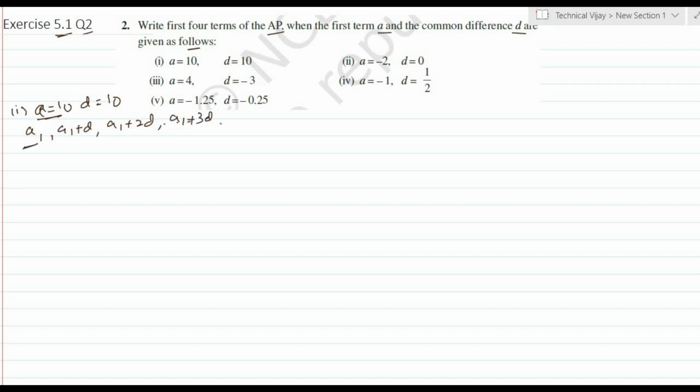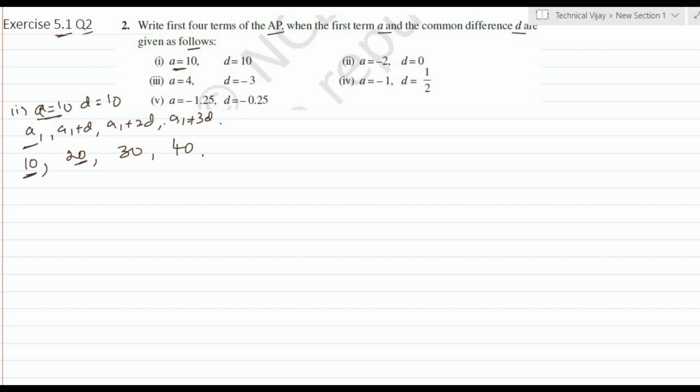So here A1 is A, because the first term is called A1 or A. So this will be 10, and A1 plus D means we have to add 10 to it. So this will be 20 and this will be 30, because for 30 we are adding one more D, and this is 40, like this. So we have to go on adding the common difference to the first term so that we will get the series.